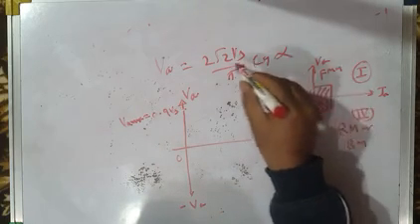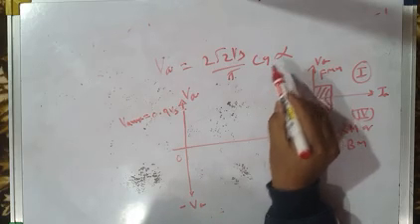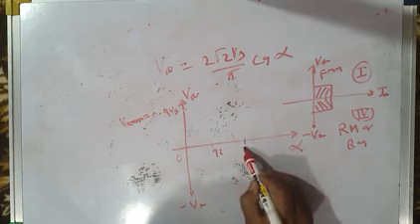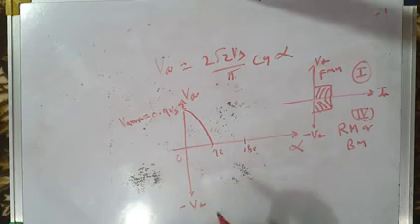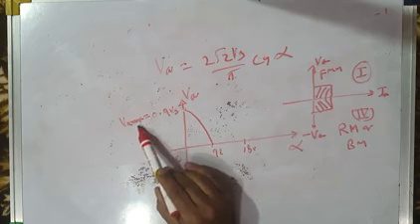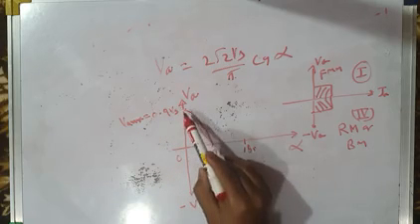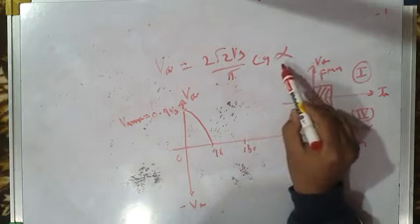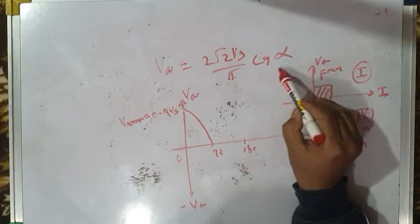As alpha is increased, average output voltage decreases till at alpha equal to 90 degrees, cos 90 is 0 and average output voltage becomes 0. So this is 0 degree, this is 90 degrees, this is 180 degrees. And here it will come down like this. At alpha equal to 0, average armature voltage is Va max, 0.9 Vs. As alpha is increased, it decreases till at 90 degrees it becomes 0. When alpha is made greater than 90 degrees, average output voltage becomes negative. So it goes negative till alpha equal to 180 degrees.